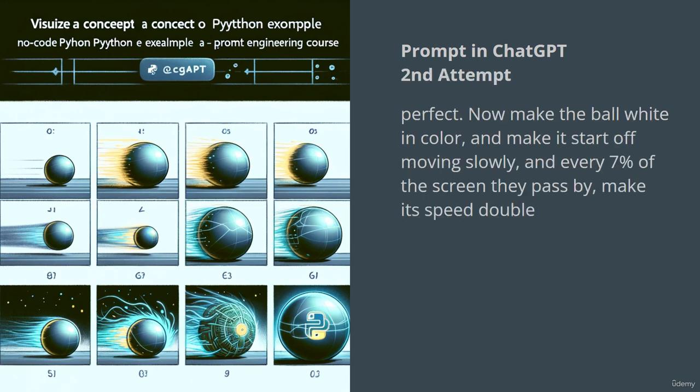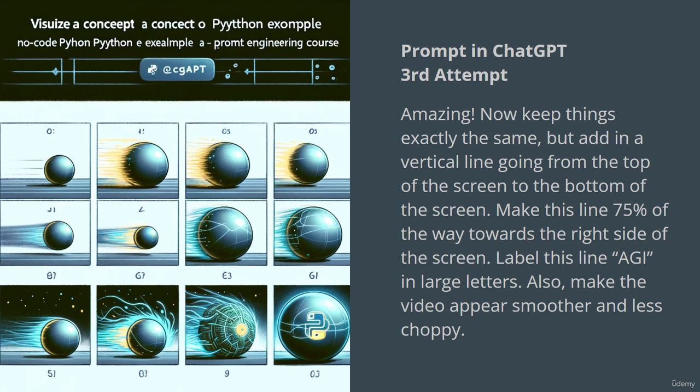Now make the ball white in color and make it start off moving slowly, and then every 7% of the screen it passes by, make its speed double. And then ChatGPT gives us the computer code to do this as well. And then our last prompt was, amazing.